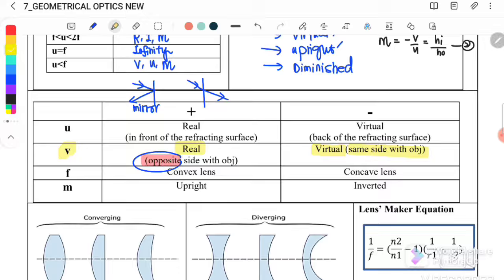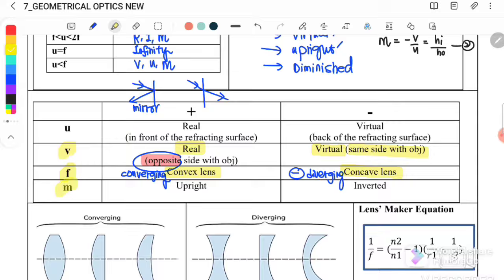Okay, next we will go to f. Similarly for f, positive is converging, menumpu. So for a lens, f is positive when it is converging, meaning that it's actually a convex lens. f negative means that it's actually diverging, mencapah, so it actually is a concave lens.